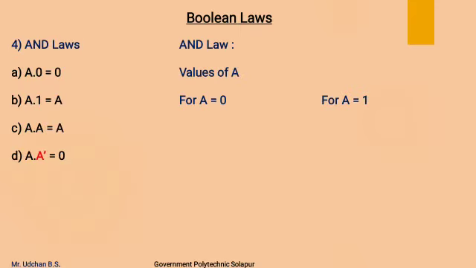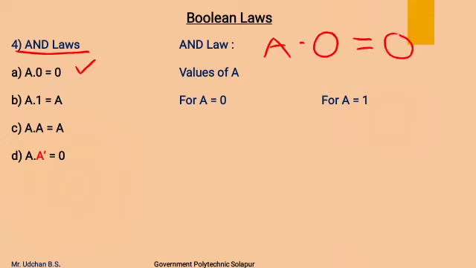The next law is the AND laws. There are 4 AND laws. These are the 4 AND laws. We will see them one by one. The first AND law states that a into 0 will give you 0. Now we will see how this works. The AND law is a into 0 will give you 0.